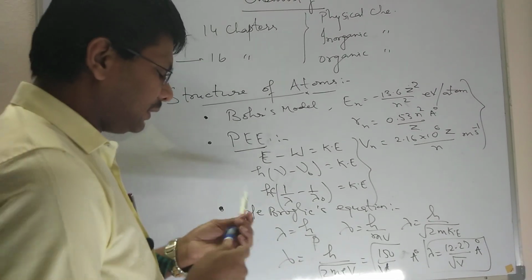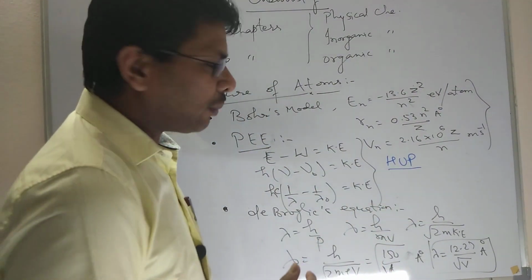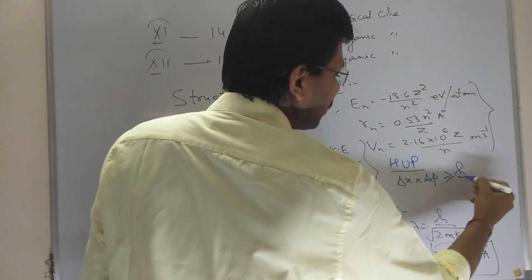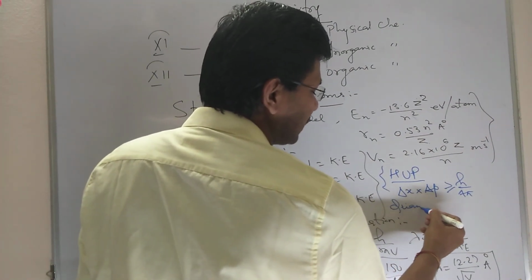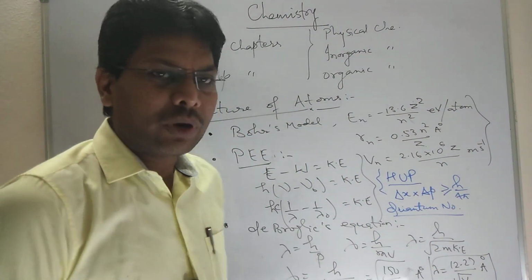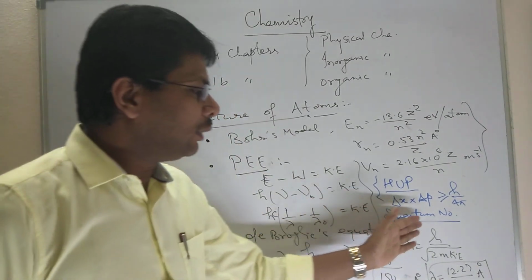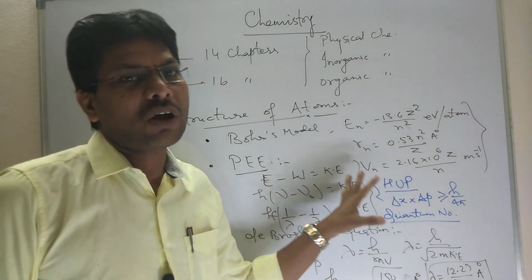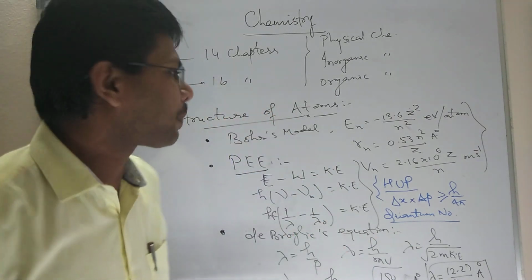Now one more concept is the Heisenberg uncertainty principle, which gave the idea about the orbital: delta x into delta p is greater than or equal to h by 4 pi. And last but not the least, the concept of quantum numbers. There are 4 types: principal quantum number, azimuthal quantum number, magnetic quantum number and spin quantum number. If you are able to solve questions on these 4-5 topics, you will be able to solve the questions of AMCET 2020 asked from structure of atom.